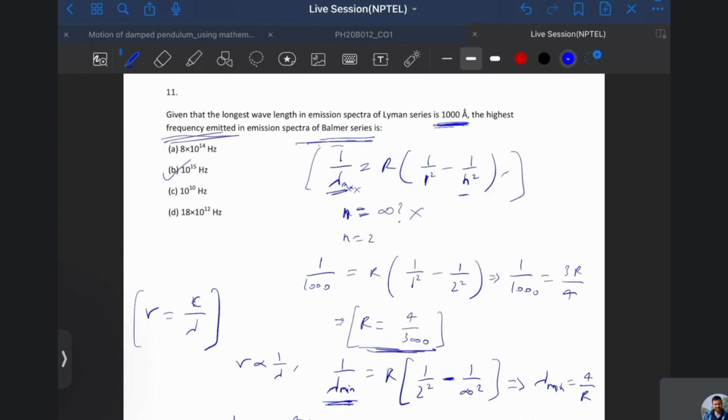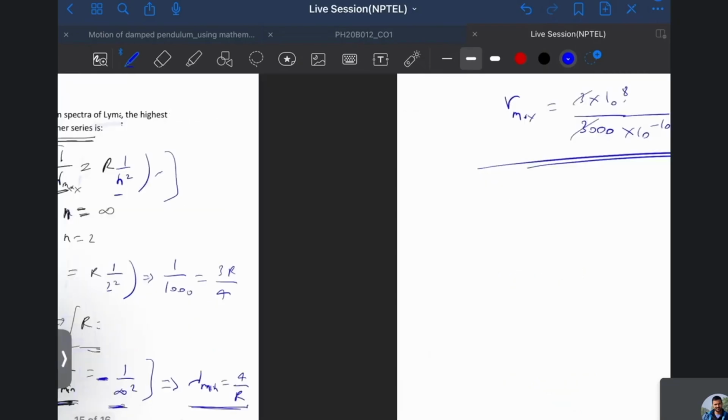Okay, and then the question was asking the highest frequency emitted in Balmer spectra. So for highest frequency we need minimum wavelength. So we use the minimum wavelength formula for Balmer series, and for minimum wavelength we know that the initial state should be infinity. Okay, so we put infinity here and we got the expression for minimum wavelength, and then using this C by lambda formula we calculated the highest frequency. Correct?